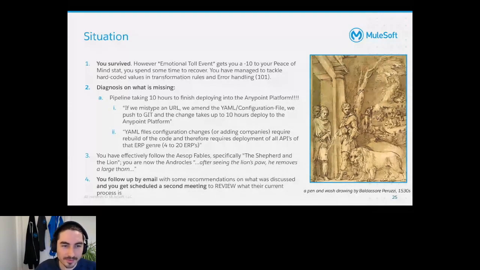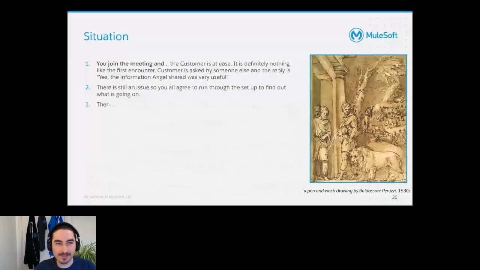The guy was looking at the lion's paw and saw that there was a huge thorn in it. The first thing you do is understand what was going on, put your mind together, and follow up by email. You close the error transformation, the hard-coded values in the transformation rule, and the error handling, and you get a second meeting to review what the current process is for the CI/CD, for the actual pipeline.